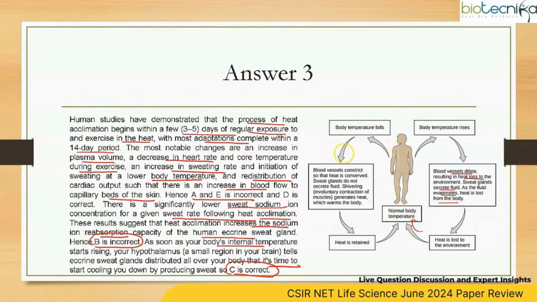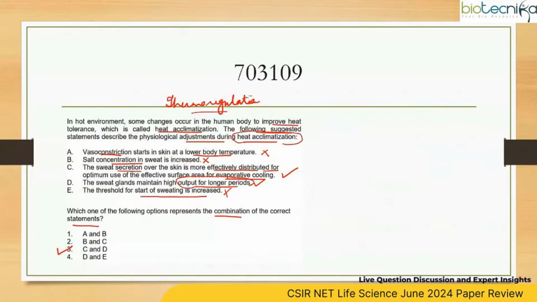If the body core temperature falls, the blood vessels will constrict so that heat is conserved, and sweat glands do not secrete fluid. So sweating will decrease and shivering will occur, that is, involuntary contraction of muscles that will generate heat. So that will try to increase the body heat and warm the body. So in a way, heat will be retained in the body, so body temperature will increase and return back to normal. Okay, so that is how you solve this question. This is also comparatively an easy question.